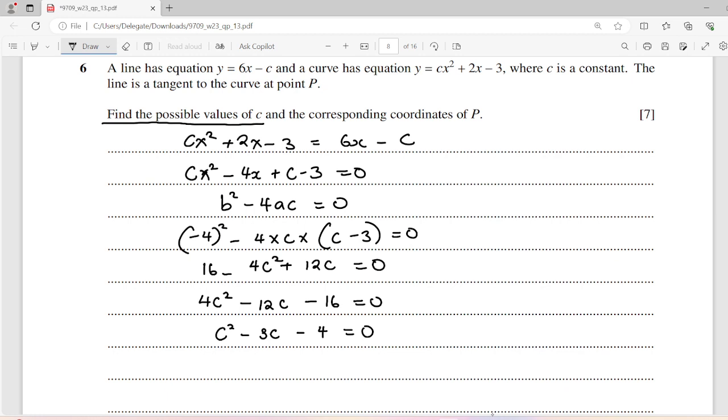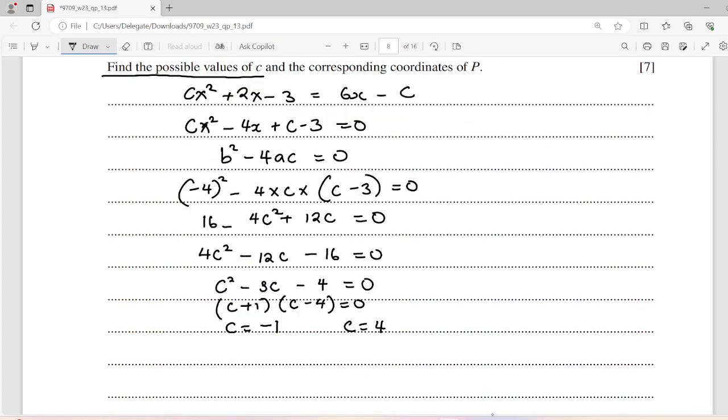When I work backward, I'll have c plus 1, because you have to show a method, and c minus 4 equaling to 0. So I have gotten the c. Meaning I can come back and substitute here so that I can solve the quadratic expression. For c equaling to negative 1, I'll end up forming this kind of a quadratic expression when I substitute c. So for every c, you come back and solve a quadratic equation to get the coordinate of p.